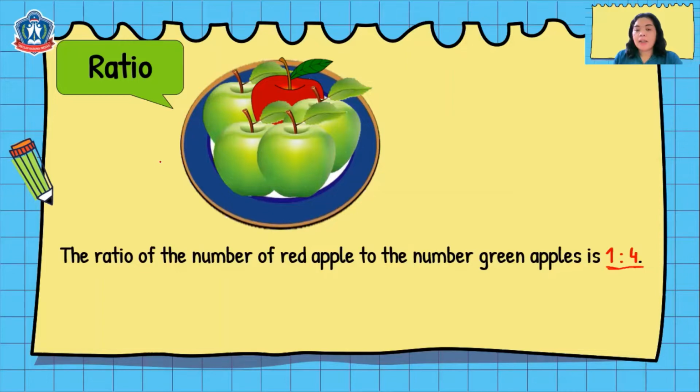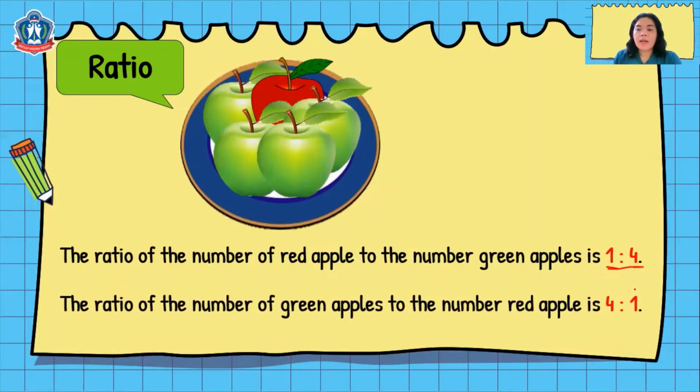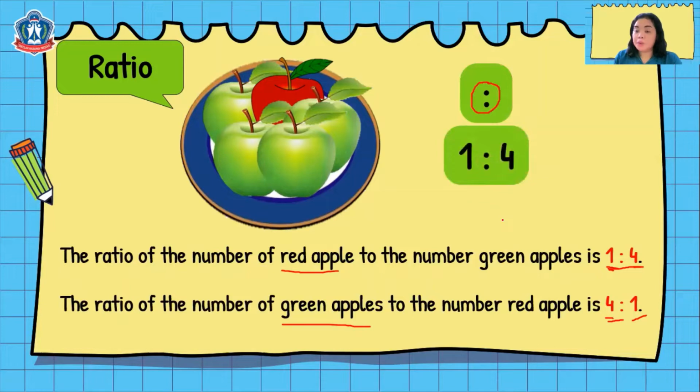How about the ratio of the green apples to the red apple? That is 4 to 1, because we have 4 green and 1 red. So look at the difference. We use 1 first because we mentioned the red apple first. On the second one, we use 4 because we mentioned the green apples first. This symbol, these two dots, we call colon. When we read this one, we read it as "to". So we will read 1 to 4 or 4 to 1.